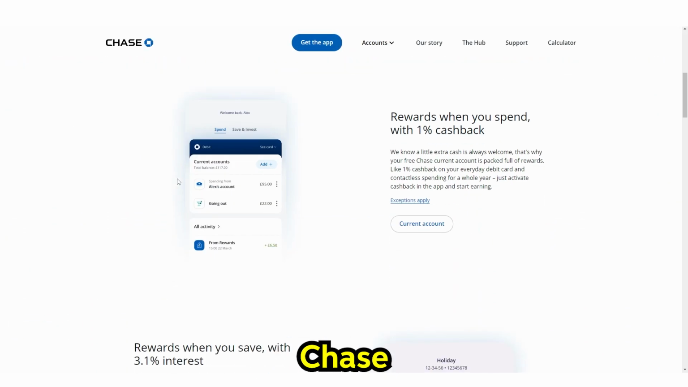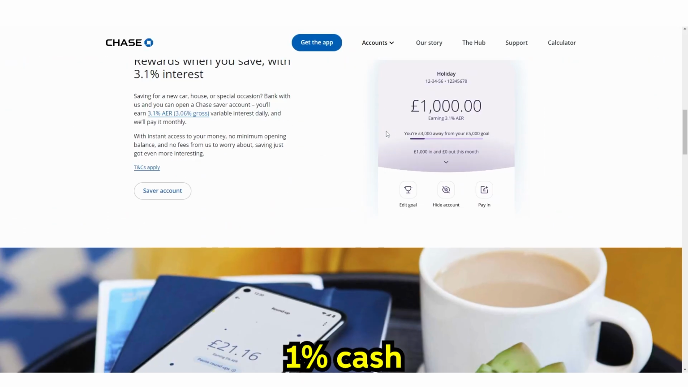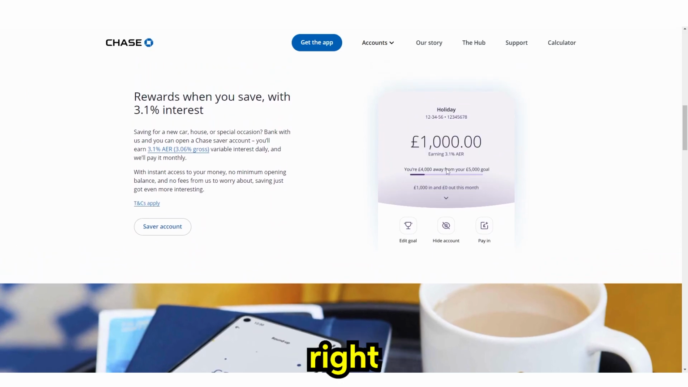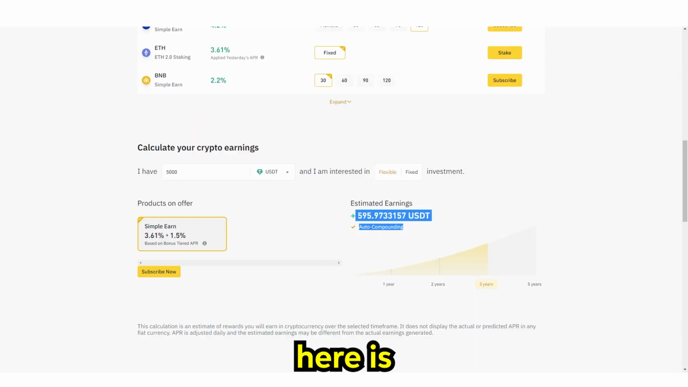And I mean, certain bank accounts, so for example, you can see Chase right here. They've got like 1% cash back and stuff like that. You can see right here on this screenshot that their annual earnings rate is 3.1%. So this right here is literally on par, and it's plus 1.5%. So this is even better than banking.